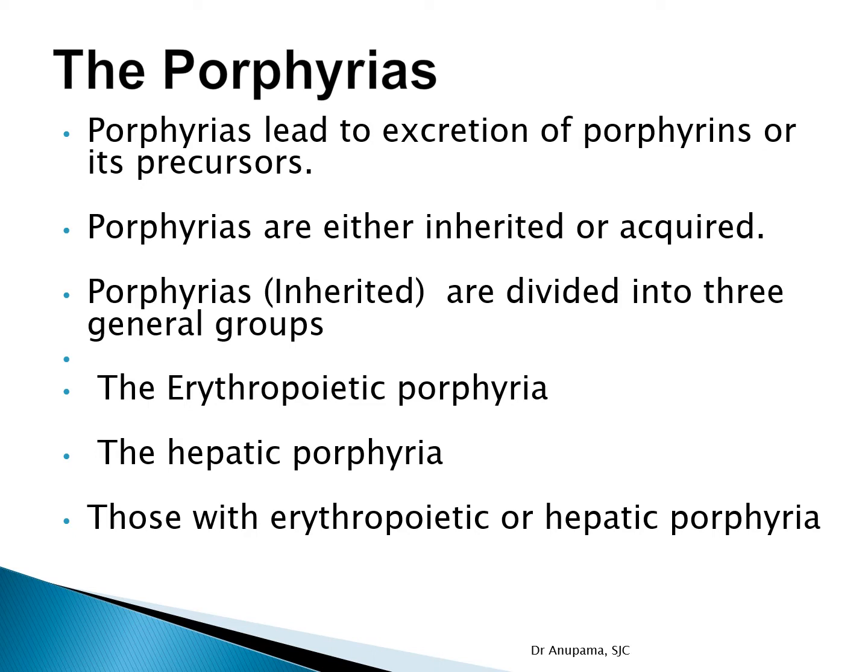So porphyrias are either inherited or acquired, and if they are inherited, they are again divided into three general groups. We have erythropoietic porphyria, then hepatic porphyria, and we also have erythropoietic or hepatic porphyria. So we have three groups: erythropoietic, hepatic, and erythropoietic or hepatic porphyrias.